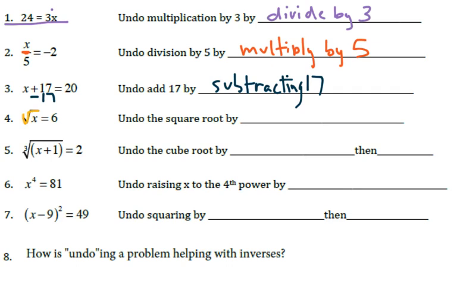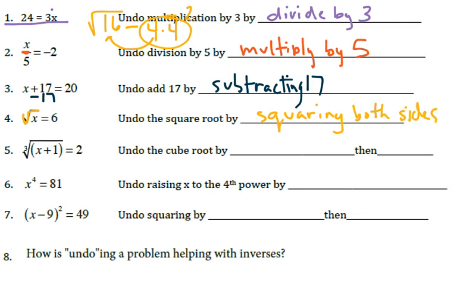Now we've got a square root. Well, what undoes a square root? Well, remember, a square root is essentially taking a number and saying what times itself would equal the number under here. That is squaring. So we undo the square root by squaring both sides in this case. Okay, we're taking it to the second power, same thing.